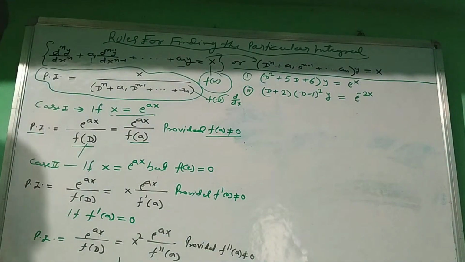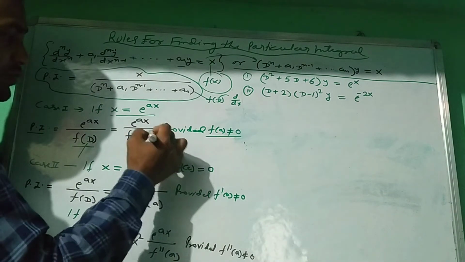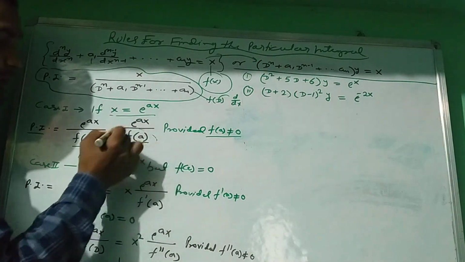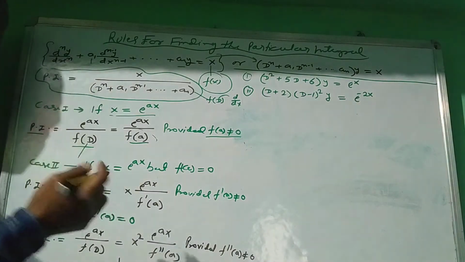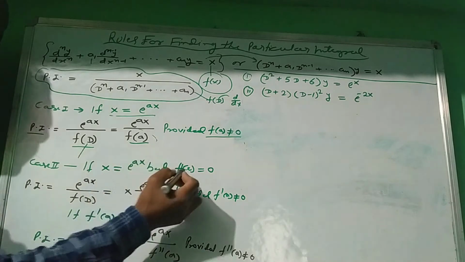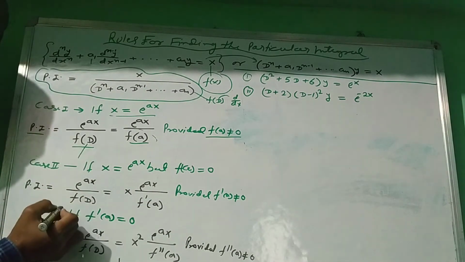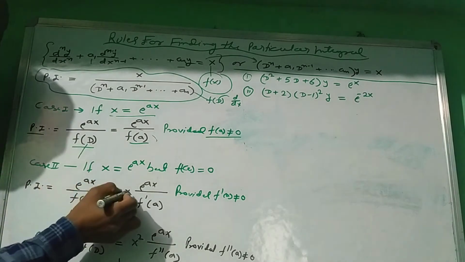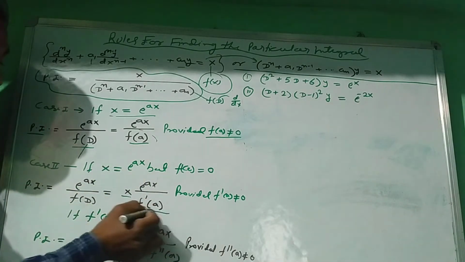Case second, if f(a) equal to 0, suppose that in any case when we put a in place of D and the denominator part converts to 0, then the further process is, if f(a) equal to 0, then the particular integral of e to the power ax upon f(D) equal to x e to the power ax upon f dash a.